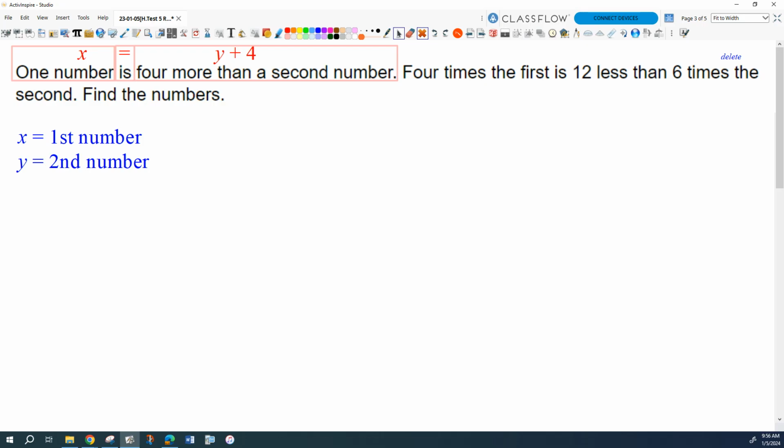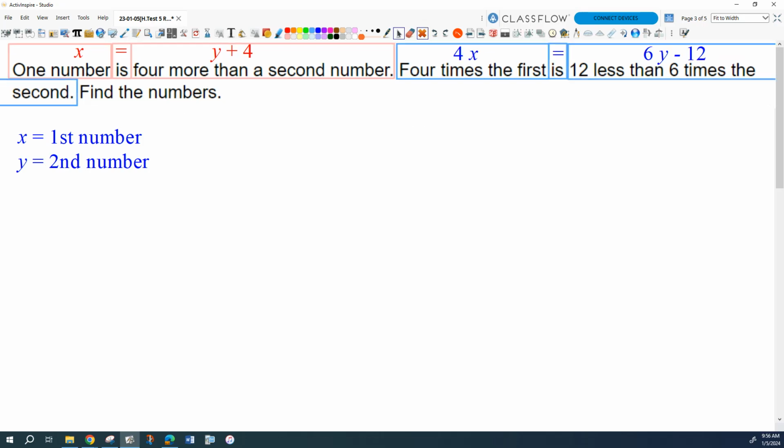How about this one then? Y equals 4x minus 6. So 4 times the first, what's that? 4x equals 6y minus 12. There you go. Just like that, right? Okay, give me thumbs. Make sense?